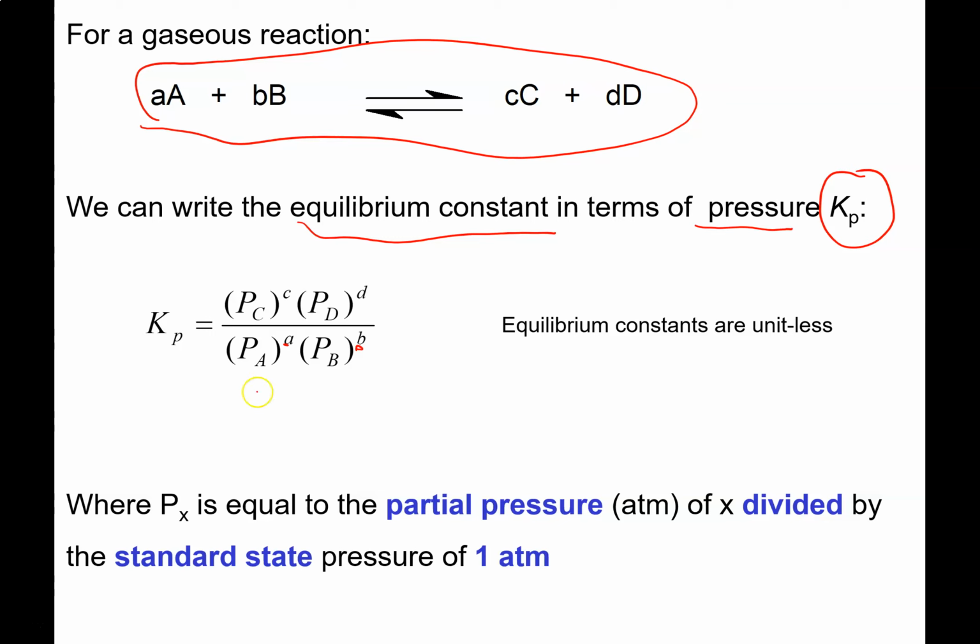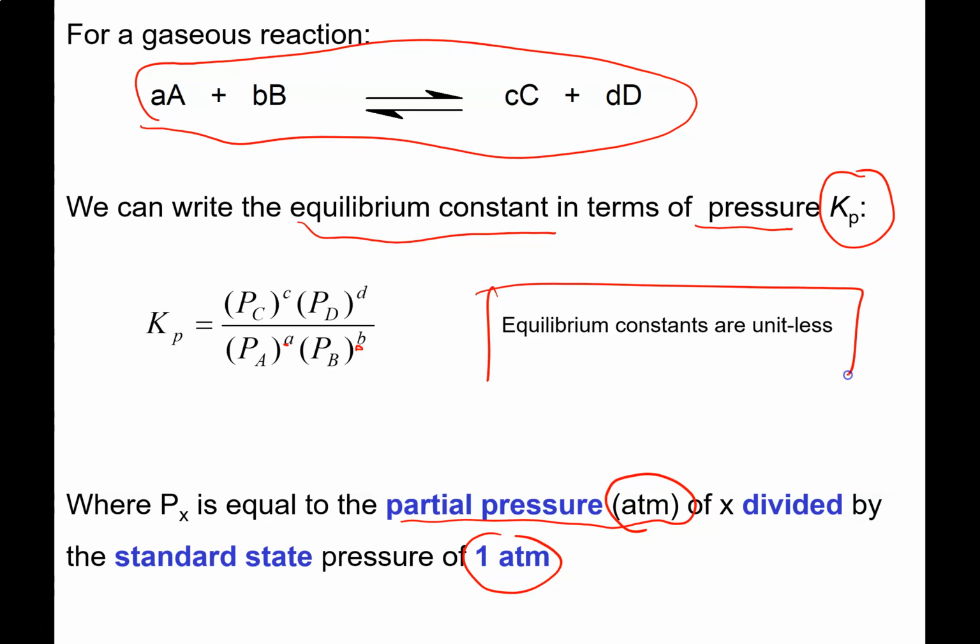The pressures here are the partial pressure in atmospheres, and we're going to do the same little trick again. We're going to divide them by the standard state pressure of 1 atmosphere, and what that means is that we end up with a unitless equilibrium constant. So that's kind of nice because we could see that the units for these things could get really out of hand depending on what the values are for those exponents.